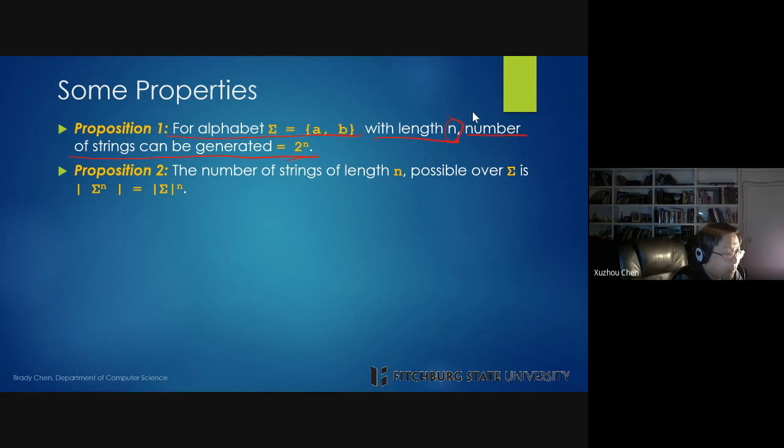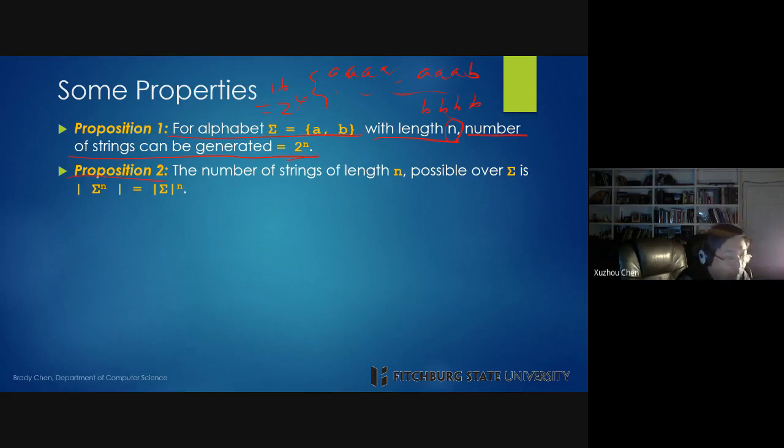Now you can try for length 4. You can list all the possible strings of length 4, and you will find out. You can say all A, that's 1, then A, B, or whatever, up to all B. You put all the combinations of A and B, and you will find the total number is 16. It's 2 to the 4.